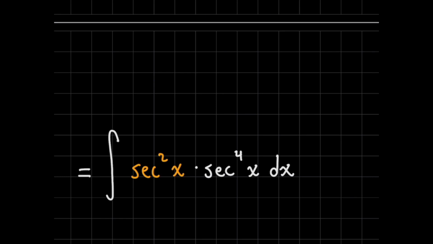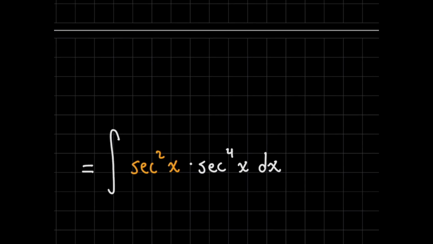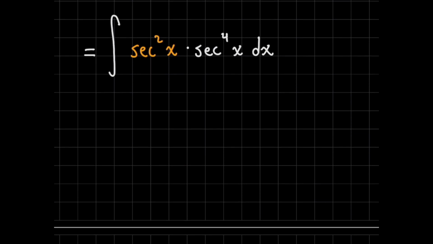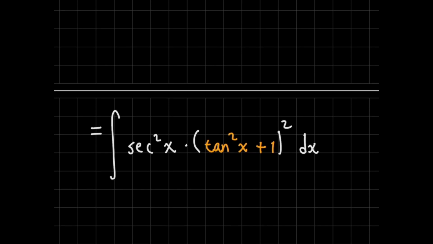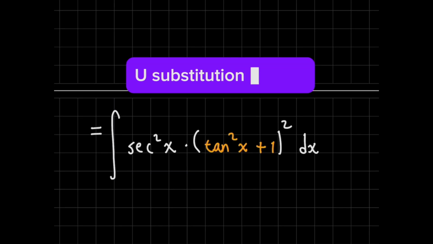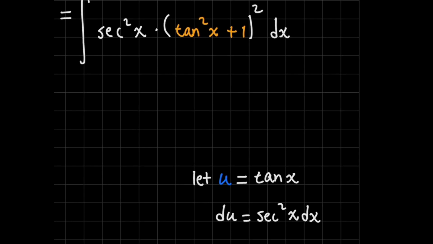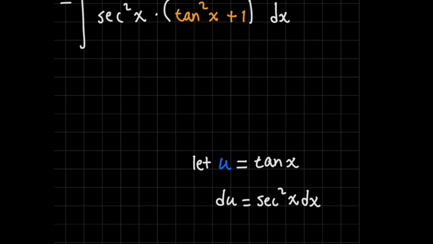Well, what do you know about secant squared of x with respect to your trigonometric identities? Secant squared of x is the same as writing tangent squared of x plus 1, which I put here in parentheses, and now this is all squared. This allows us to now use a U-substitution to solve the problem, where I'm going to go ahead and let u equal tangent of x, because now when you take the derivative of both sides, du equals secant squared of x dx, and all of this on the right appears in the integral, right? So that all will become du.